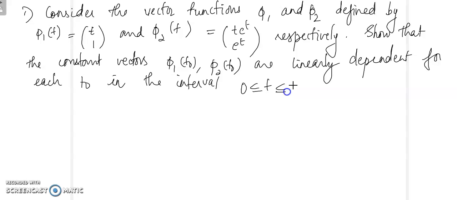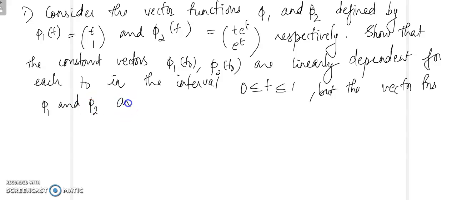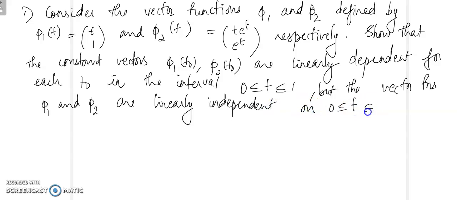0 less than or equal to t less than or equal to 1, but the vector functions phi 1 and phi 2 are linearly independent on 0 less than or equal to t less than or equal to 1. So you need to show that phi 1 and phi 2 are linearly independent, but for a fixed t naught, when you take phi 1 of t naught and phi 2 of t naught, they are linearly dependent. So let us see the solution.